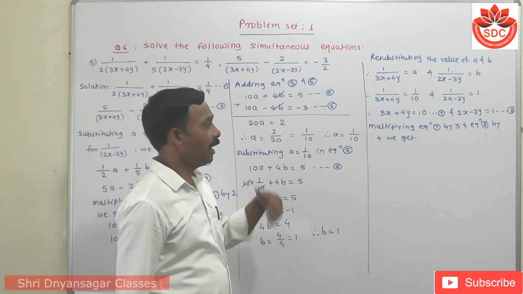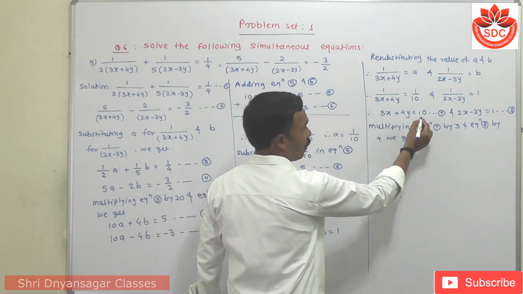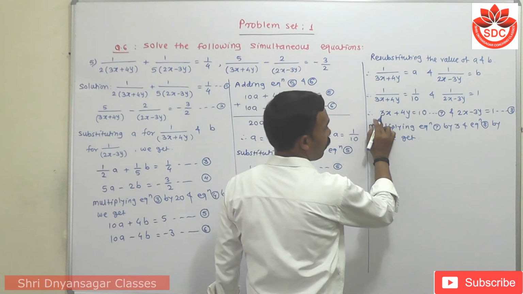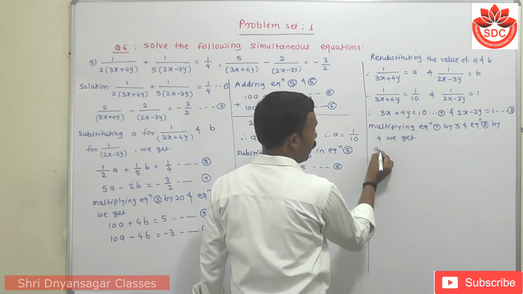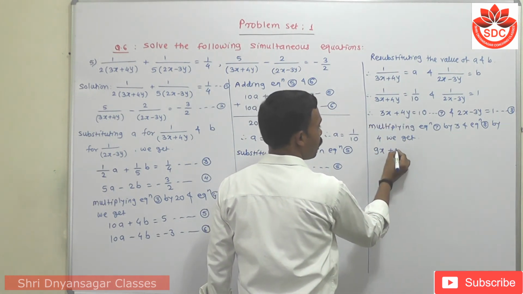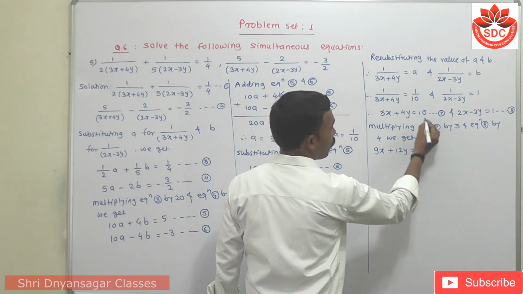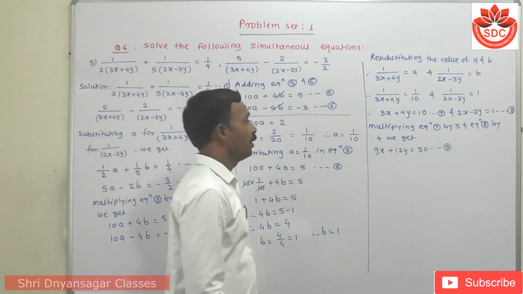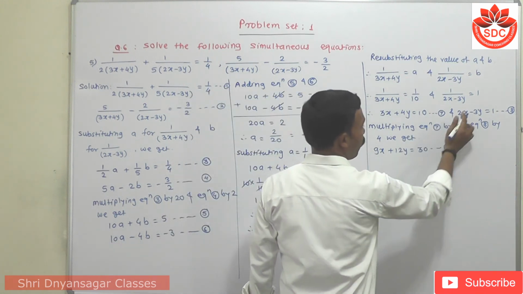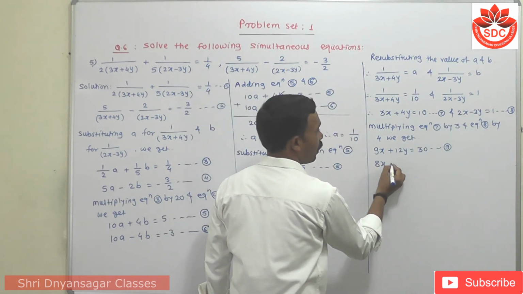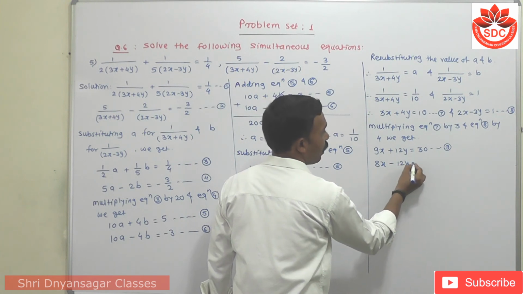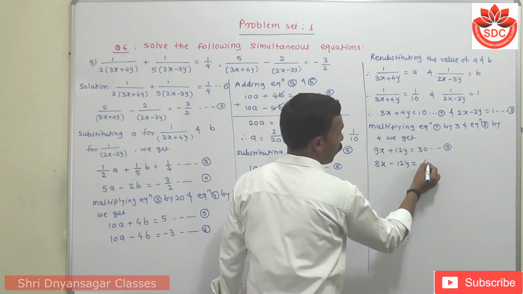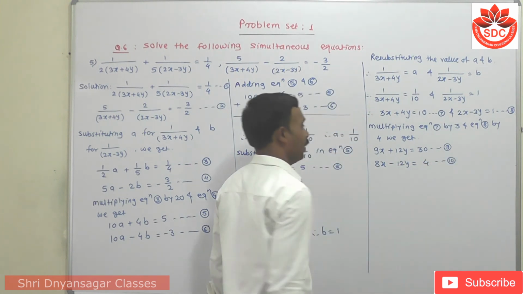Okay, I have to directly write this one. When we multiply it by 3, it becomes 9x plus 12y is equals to 30. Let this be equation number 9. Then when we multiply it by 4, then 8x minus 12y is equals to how much? 4. This is, suppose, equation number 10.